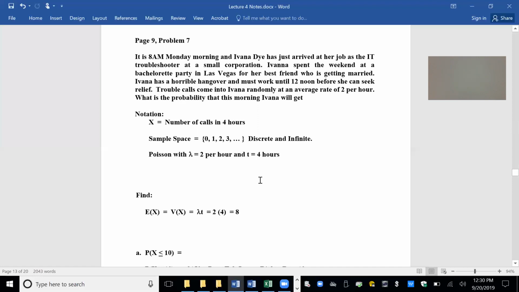Ouch, ouch. Never mind. Trouble calls come into Ivana randomly at a rate of 2 per hour. What's the probability that this morning she will get X number of calls? So she's got to make it 4 hours. She's got to suffer through 4 hours of agony before she gets relief. And we want to know how many calls are going to come in to the switchboard in the next 4 hours.